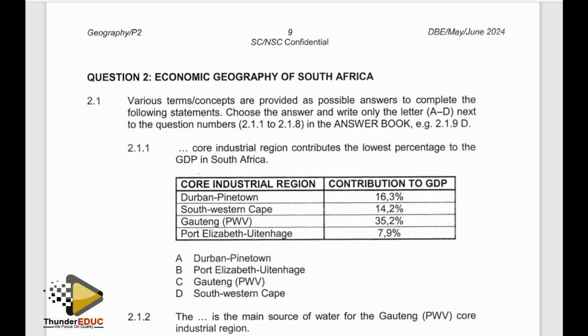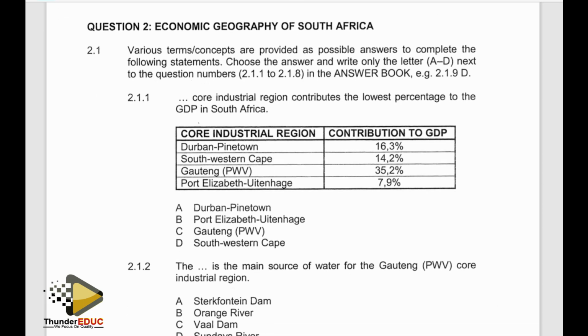Right, we'll move on to the next question, which is question number 2 on economic geography South Africa. It's looking at industrial regions for South Africa. We have the contribution that they make towards the economy of the country, contribution to GDP by each industrial core region. We have Durban, Pinetown, Southwestern Cape, Gauteng, PVW, and Port Elizabeth, Uitenhage.